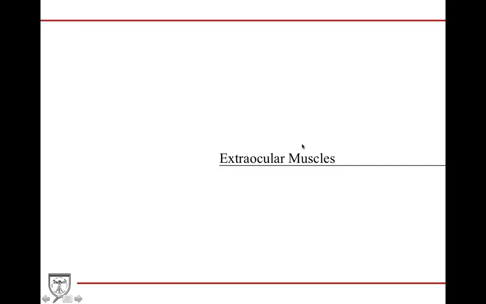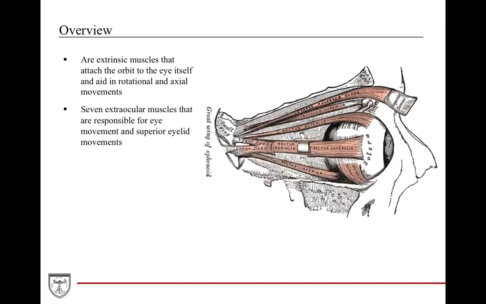Now we're going to talk about extraocular muscles. We talked about extraocular muscles before, and we're going to talk about them later. This is a very important topic of conversation because they're so important to how the eyes work in a clinical situation. These are extrinsic muscles in relation to the eye.